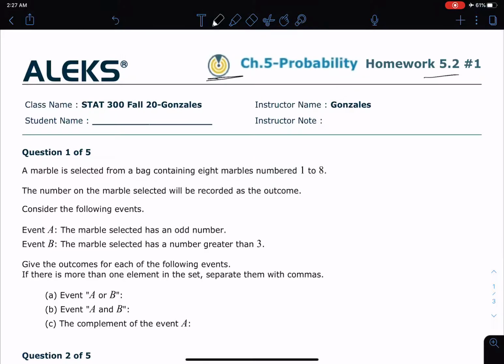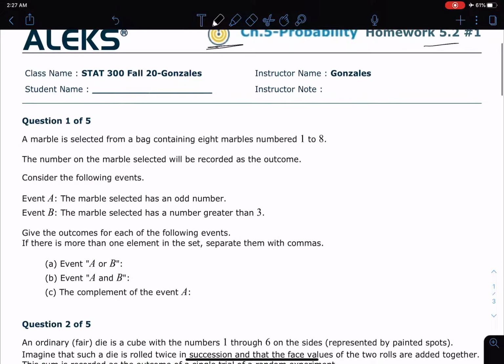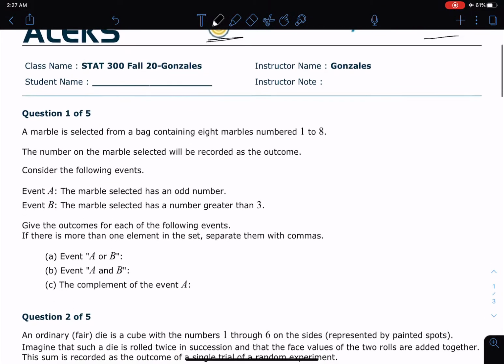I already did a little mini lecture on 5.2 on the assignment side of ALEKS, so if you want to take a look at that, but we're doing a lot of the same things. Let's get right into it.